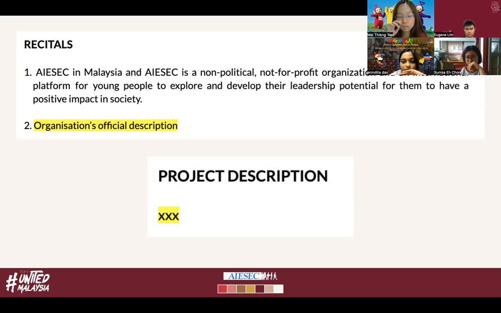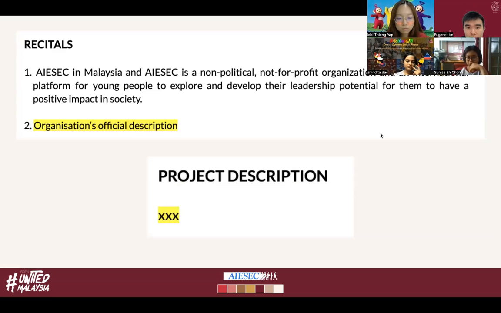So the same applies for the organization's official description. Usually you can take this from the website, and you can find this part very easily. Or you can just ask the partner if you really cannot find it. Then the project description is, as the name describes, just the project description. If this MOA is about Speak Up, then you write your Speak Up description. And for this, you can always ask for help from your project team. That's about it for the recitals part.